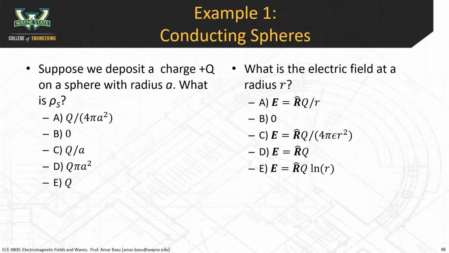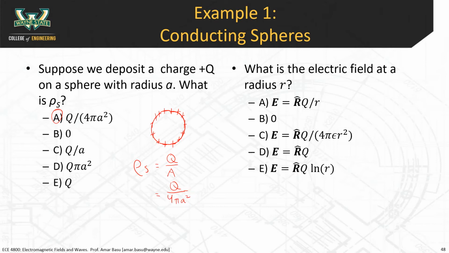And let's just quickly look at why. All right, we deposit a charge Q on the surface of a metal sphere. So these charges distribute themselves equally on the surface of the sphere. If we want to find the charge density, rho sub S is equal to the total charge divided by the area on which the charge is distributed. The area of a sphere is 4 pi r squared, so this will be Q over 4 pi a squared.